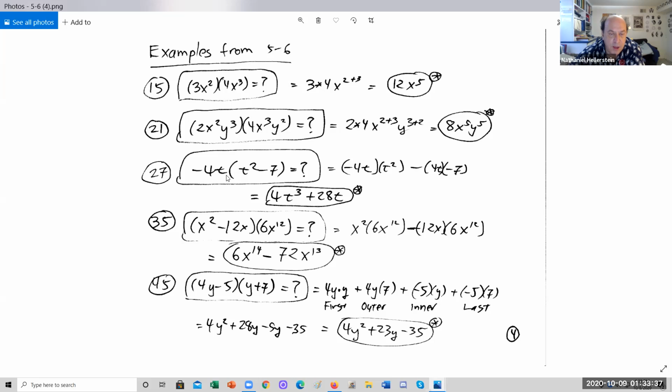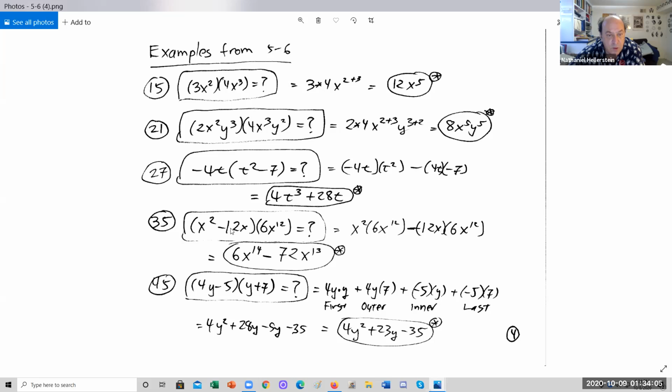There we're multiplying negative 4t times 2 terms, t squared minus 7. Multiply negative 4t times t squared minus negative 4t times 7 here. And you get this term is minus 4t to the 3rd. Here minus and negative cancels, so it's a plus. 4 times 7 is 28. So minus 4t cubed plus 28t.